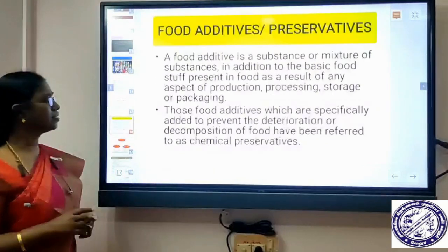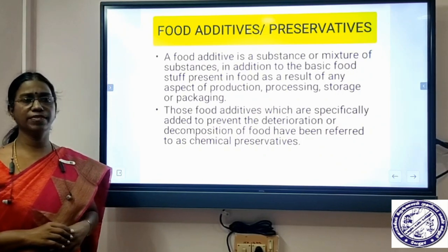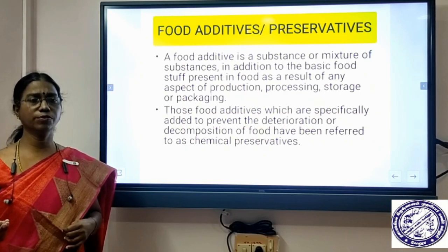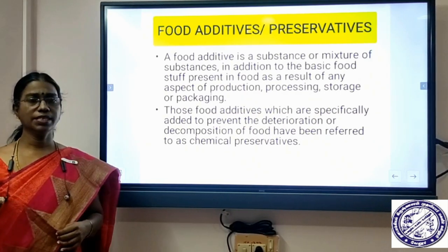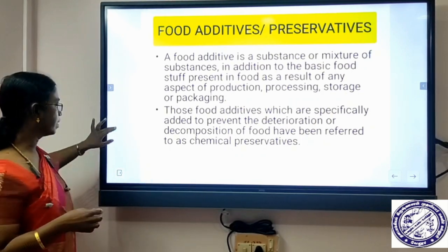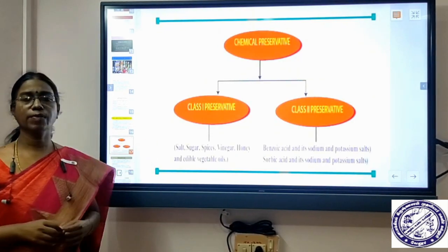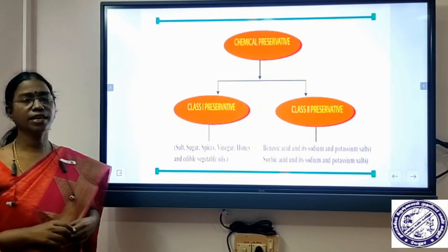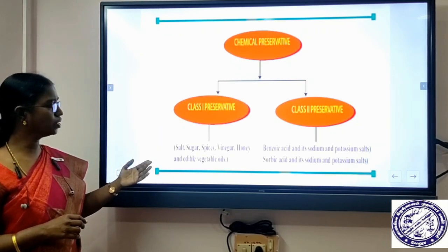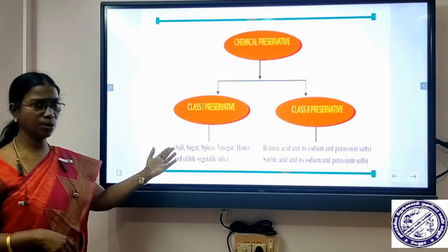And the next method of food preservation is chemical preservatives. You all know chemical preservatives are added to the food to preserve it. These chemicals inhibit the growth of microorganisms. There are two classes of chemical preservatives, class 1 and class 2. Class 1 preservatives include the simpler ones like sugar, salt, spices, vinegar, honey, and vegetable oils.